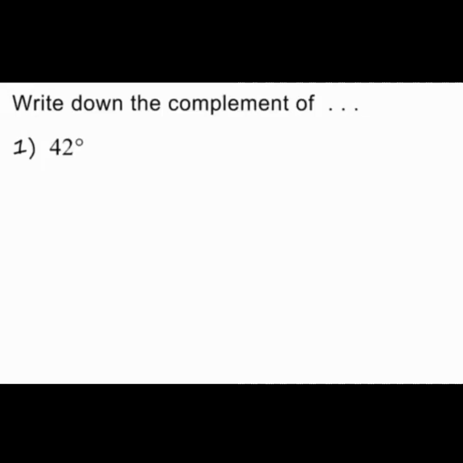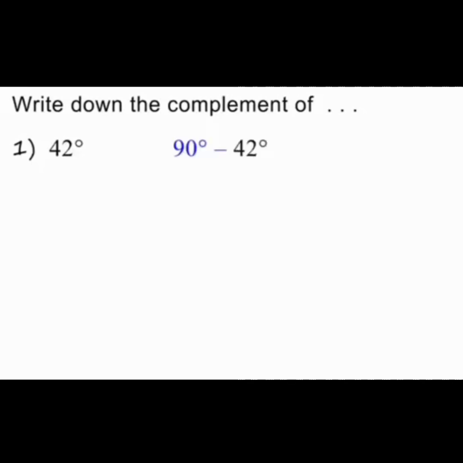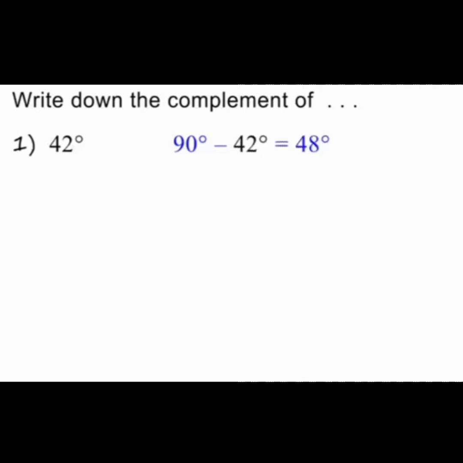Here we are asked to find the complement of 42 degrees. In other words, we need to find a second angle, so that 42 degrees and the second angle are complementary angles. To find this complement, we simply subtract 42 degrees from 90 degrees. The complement of 42 degrees is therefore 48 degrees.